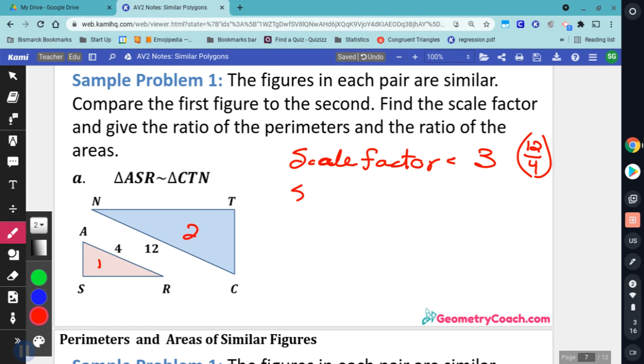The scale factor of the perimeters is going to be the same thing as the scale factor of the sides. It's going to be 3. We don't know the perimeter here, but if the perimeter of the small triangle was 10, then the perimeter of the large triangle would be 30, because we're multiplying it by 3.